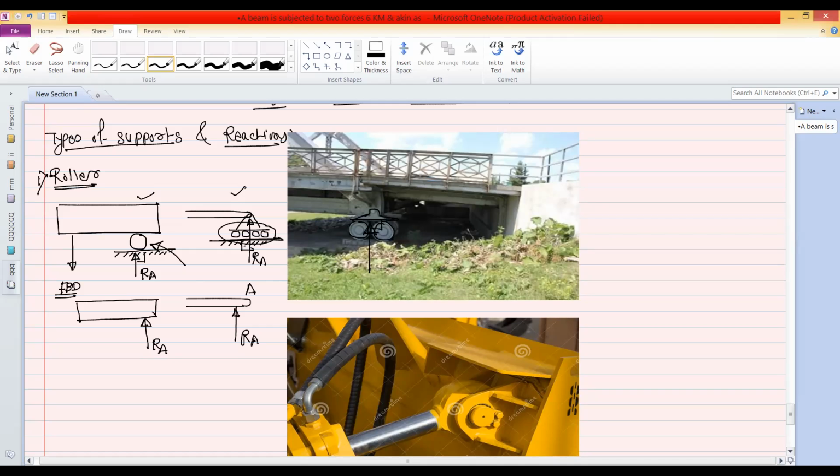So what are the limitations for the roller support? So roller support, it offers only one reaction. So if this is the roller support, so it will offer the reaction in the perpendicular direction to the surface, but it will allow the free movement maybe in the horizontal direction or in the vertical direction. Okay, so this is the limitation of the roller support. So roller support, it can apply the reaction only in the one direction.